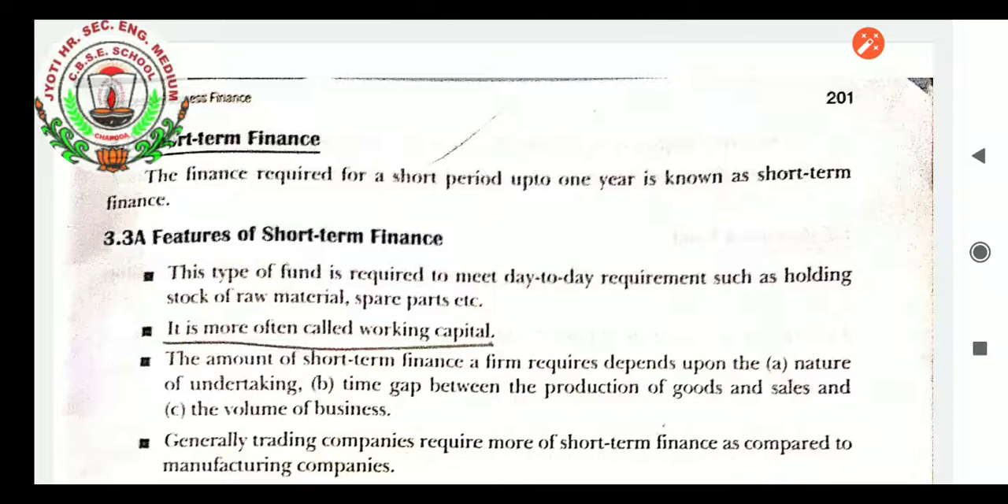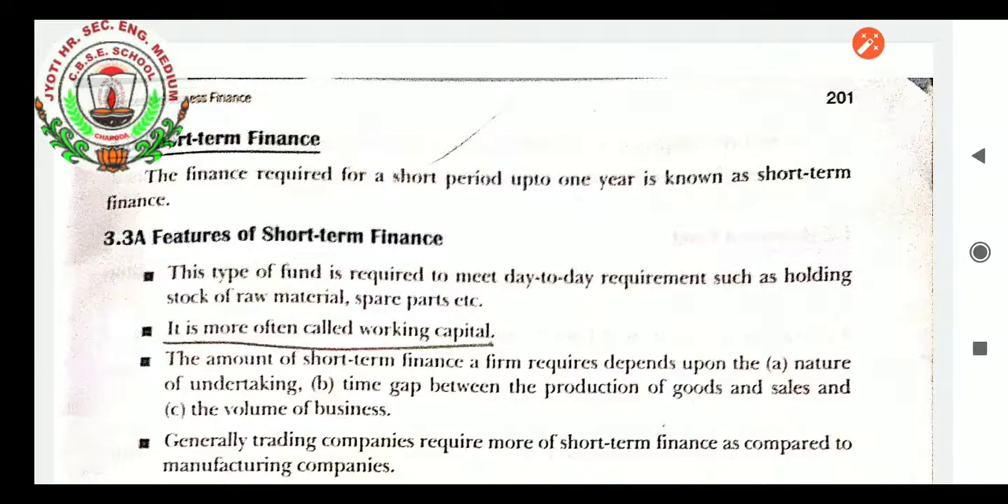Features of short-term finance: it is used for the purchase of current assets and other things. That's why, if we do not have the working capital requirement, then we can have short-term finance. This type of fund is required to meet day-to-day requirements such as holding of stock of raw materials, spare parts, etc. It is more often called working capital.